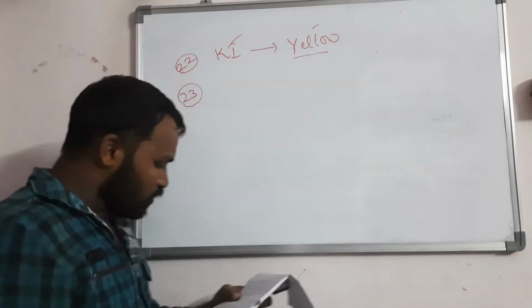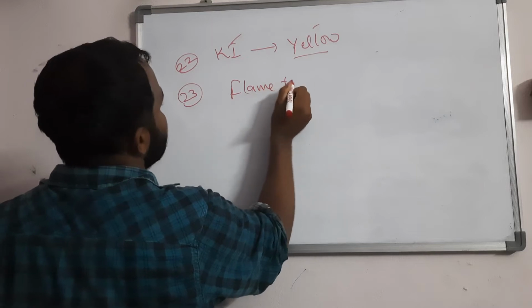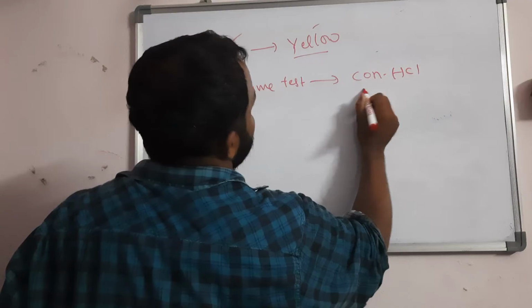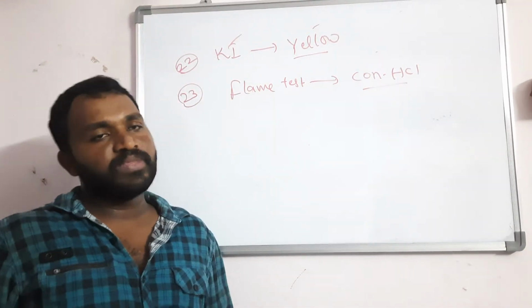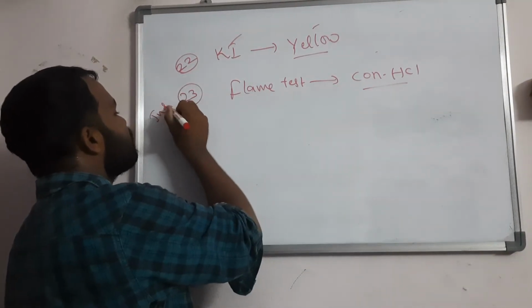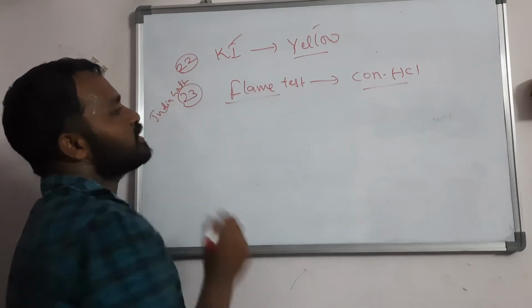Question number 23: in a flame test, which of the following is used? The answer is concentrated HCl. The options given were diluted HCl, concentrated HCl, and glacial acetic acid. This is a repeated question that was recently asked in the India Government Mint exam for lab assistant. Previously they also asked the same question.